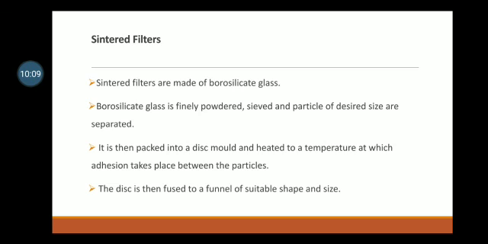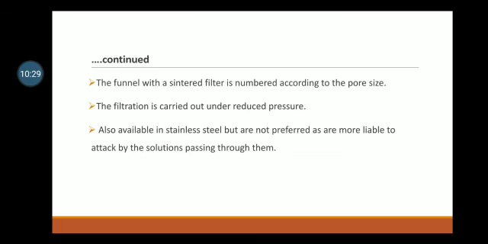Sintered filters. Sintered filters are made up of borosilicate glass. Borosilicate glass is finely powdered, sieved, and particles of desired size are separated. It is then packed into a disc mold and heated to a temperature at which adhesion takes place between the particles. The disc is then fused to a funnel of suitable shape and size. The funnel with a sintered filter is numbered according to the pore size.